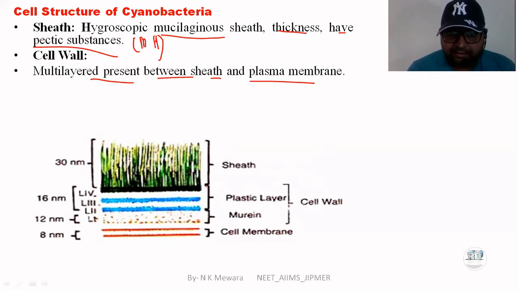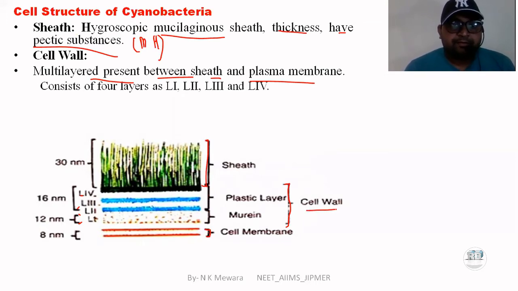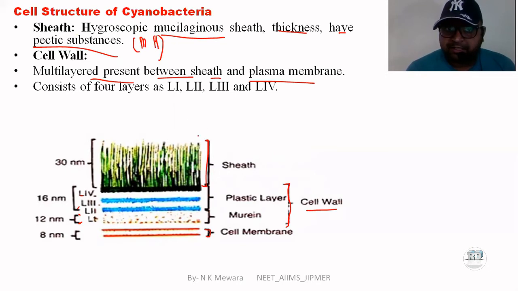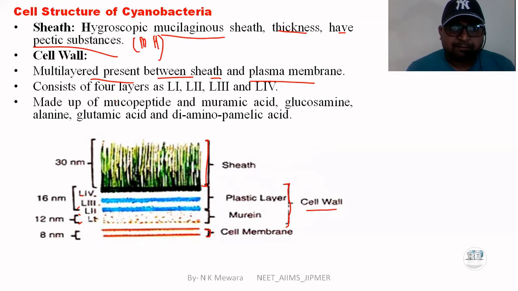Multi-layer means 1, 2, 3 and 4, present between the plasma membrane and the sheet. Here is the sheet and here is the plasma membrane. In between is the cell wall, which consists of the four layers L1, L2, L3 and L4, made up of mucopeptide.